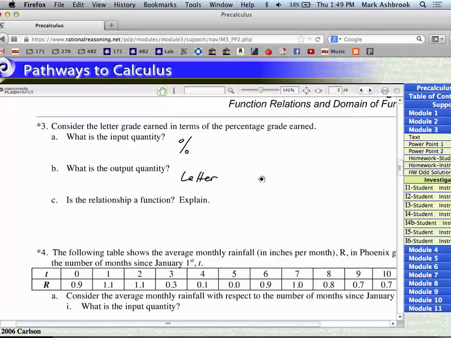If you get a 78 in this class, you get a B minus. It won't be a B, it won't be a C plus, it'll be a B minus every time. Every student who gets a 78 gets a B minus. Okay? That's a function. Every student that gets an 82 gets a B. Every student that gets a 98 gets an A plus. Okay? That's a function.